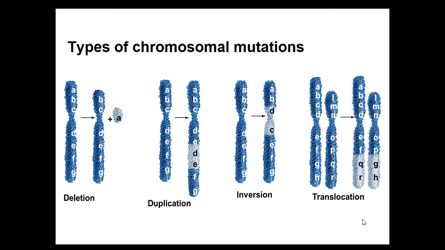And translocation, these pieces switched, and this is not the same as crossing over. I mean, this is what happens with crossing over. If these were both number one chromosomes, that would just be crossing over. But if this is a number one chromosome and this is a number 7 chromosome, that's not supposed to happen. That would be a translocation.